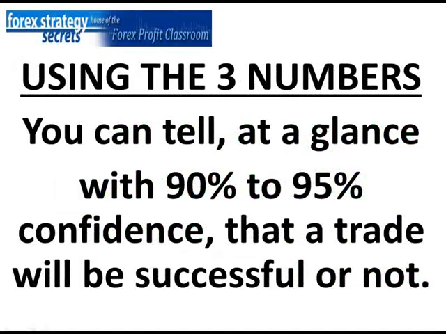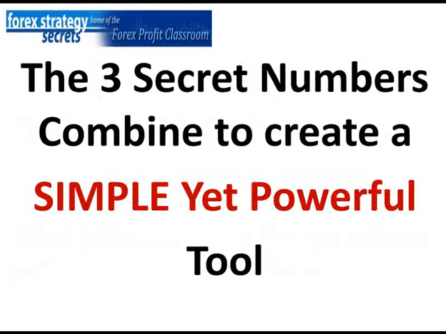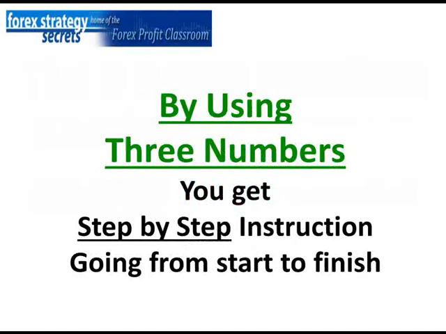Using the three numbers, you can tell at a glance, with 90 to 95% confidence, whether a trade will be successful or not. The three secret numbers combine to create a simple, powerful tool. You can have one or two of the three numbers and you still don't have anything. You need all three numbers to make a three-digit number. By using these numbers, you get step-by-step instruction from starting to take a trade until it's time to get into the trade.